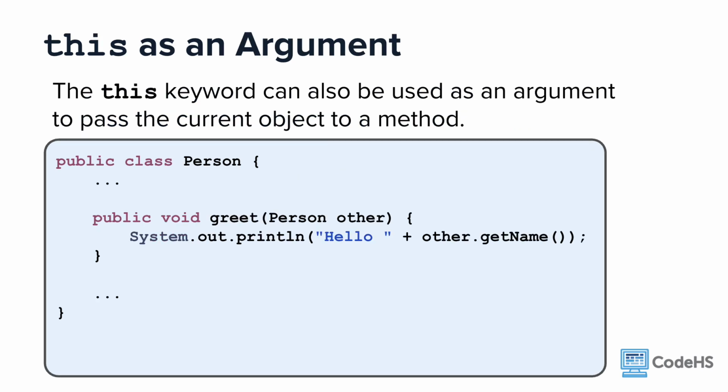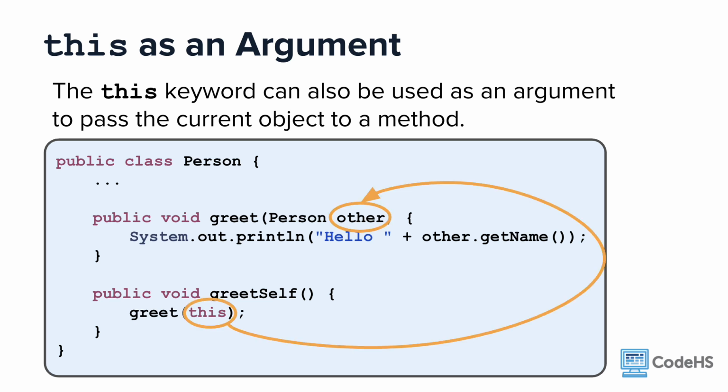And finally, the this keyword can also be used as an argument to pass the current object to a method. Here's a method that greets a parameter person's name. This works great if you want this person object to greet another person object. But let's say you want the option for this person object to say hello to itself. This greetSelf method calls the greet method above using the this keyword as an argument. In this way, the current object gets passed to the greet method and therefore prints out a greeting to itself.